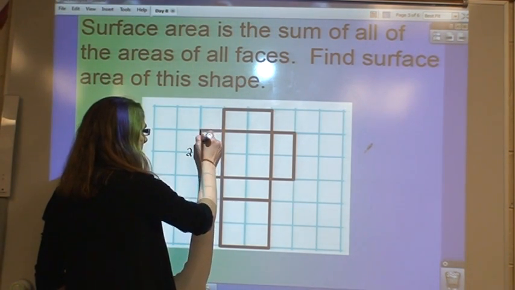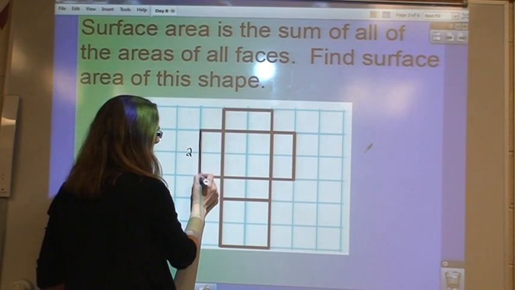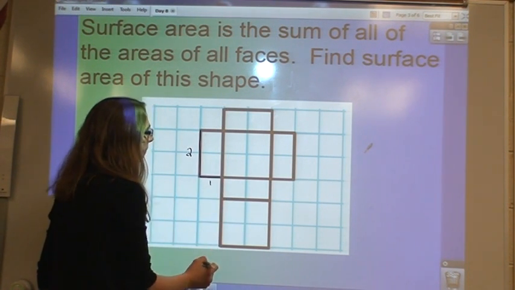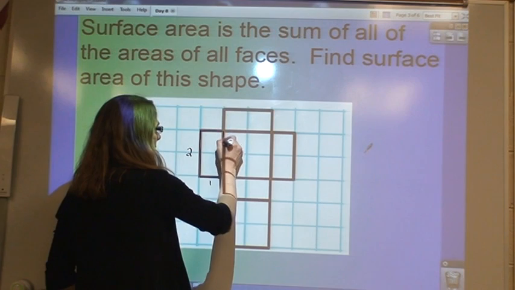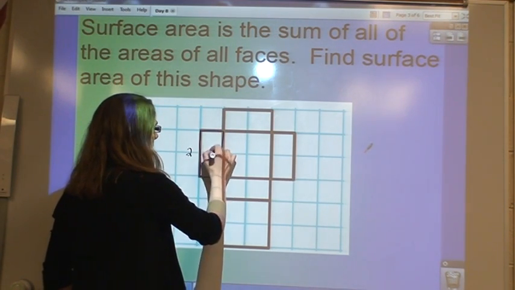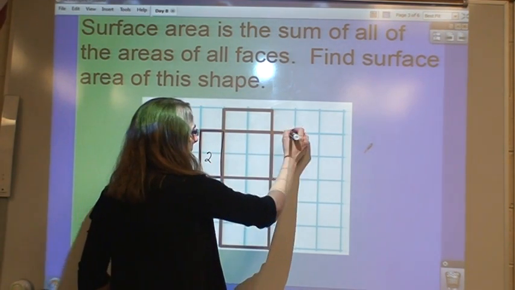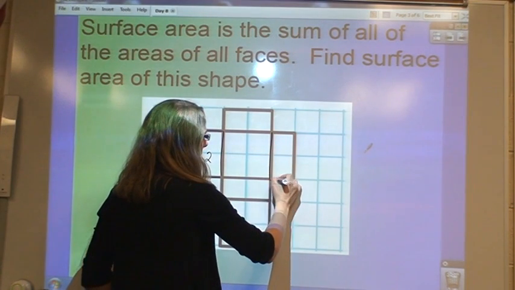This is 2 centimeters this way, or 2 units, and 1 unit that way. So this little rectangle here is going to be a 2 by 1, so this is 2. This one is going to match it. It's going to be the same thing.